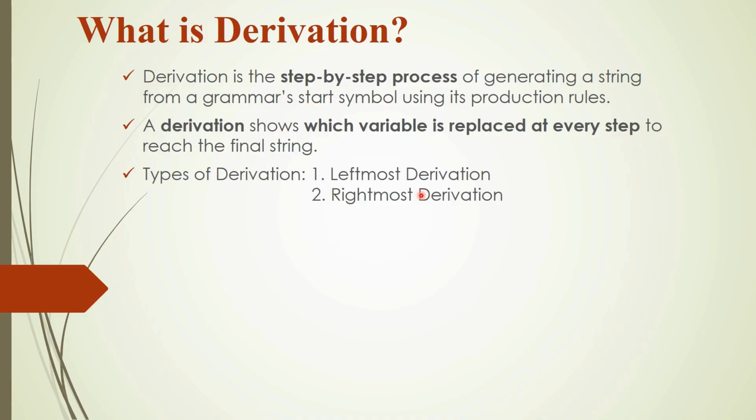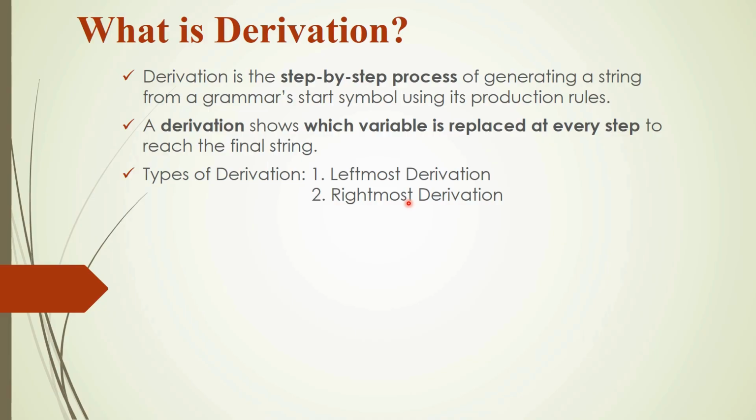Let's discuss what is meant by leftmost derivation. When in each step the leftmost variable or non-terminal is replaced, it is called leftmost derivation. Then what is meant by rightmost derivation? In every step while deriving a string, we replace the rightmost variable by a terminal or a symbol. This is nothing but rightmost derivation.